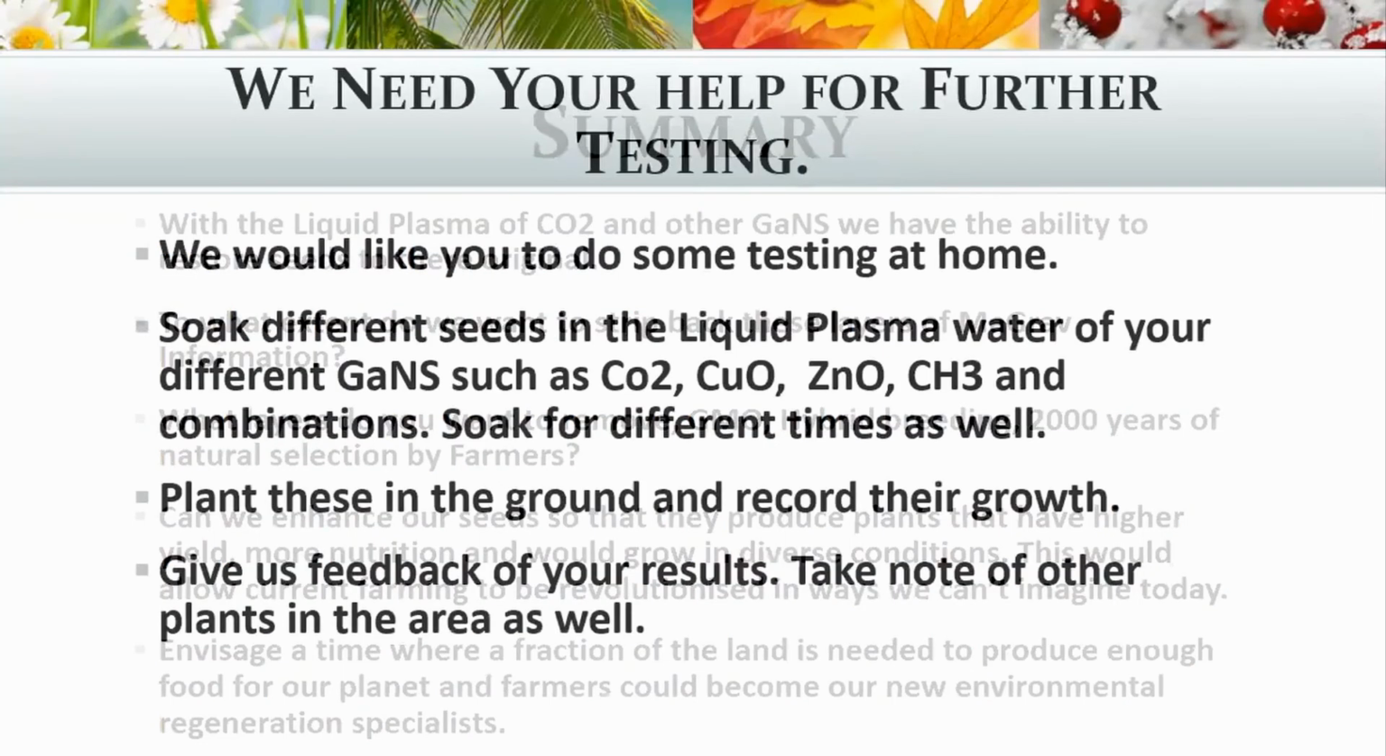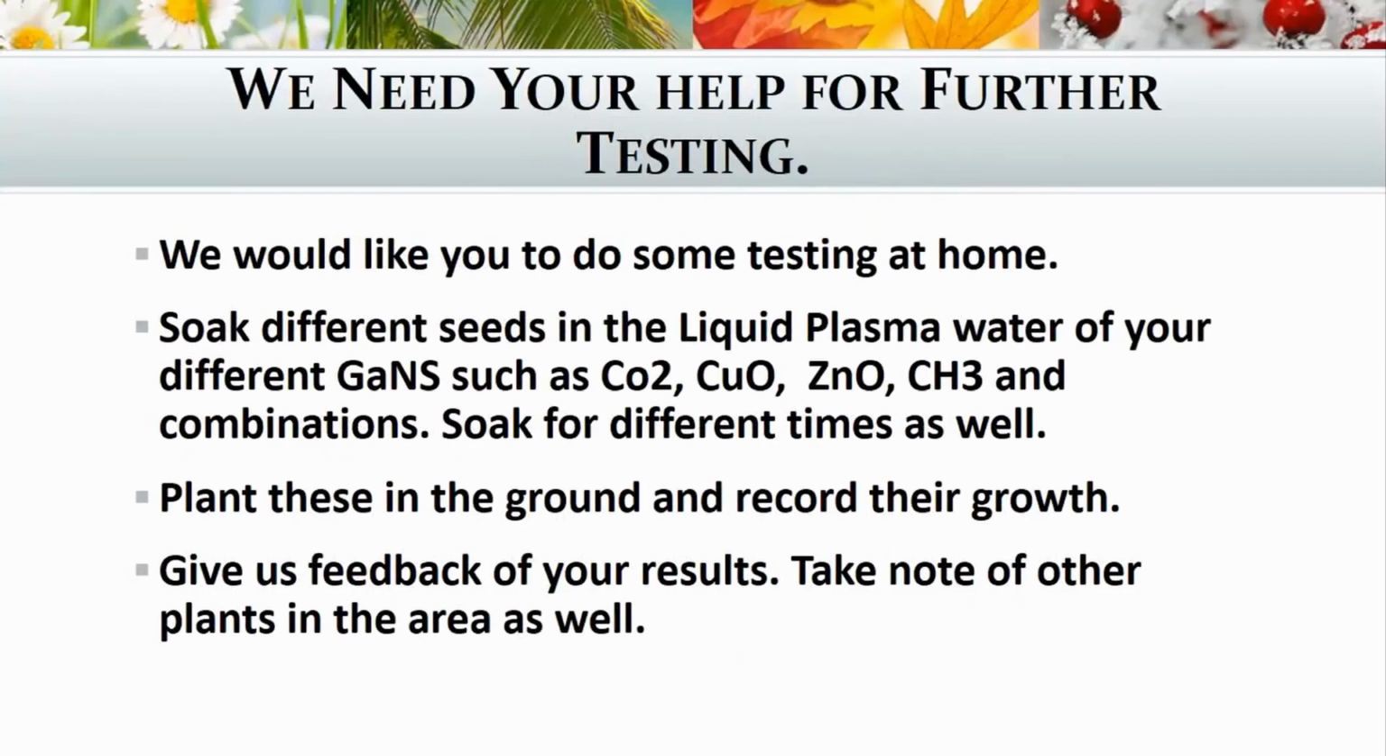And in that sense, we would like your help at home to do some testing. So take some of the seeds that you're growing with and soak them in your different GANS waters of CO2, copper, zinc, CH3, soak for different times and plant these. And just take photographs and record their growth, and have a look at the growth of other plants next to them, because they will also affect the plants next to them. It's not just a very isolated field effect. You will be changing the whole field around your plants. And give us feedback on these, because the more results we get on this, the more information we can gather. So if you'd like to do that, please let us know.